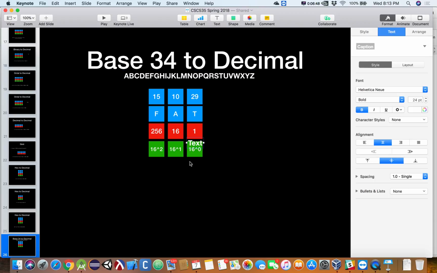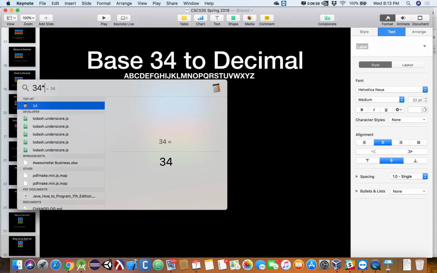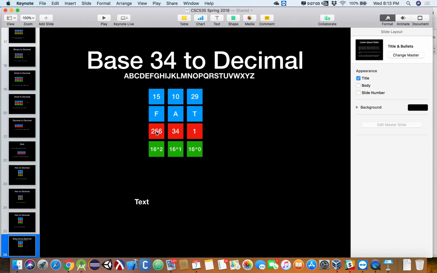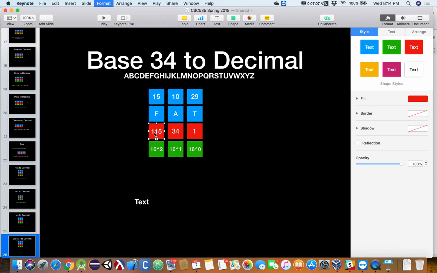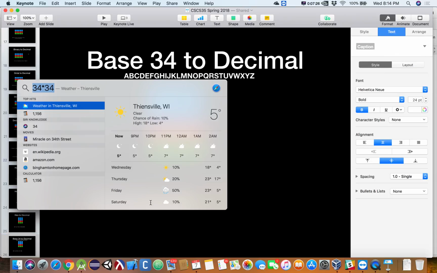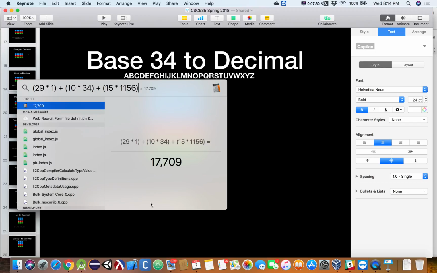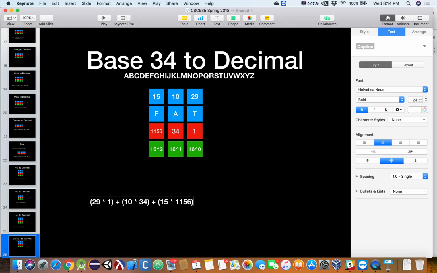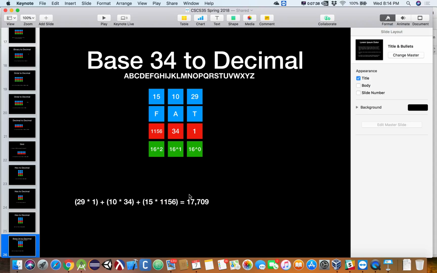All right, so then down here, this is the ones place. This is the 34s place. This is the 1156 place. So this is 29 times 1 plus 10 times 34 plus 15 times 1156. 17,709. All right, make some sense?